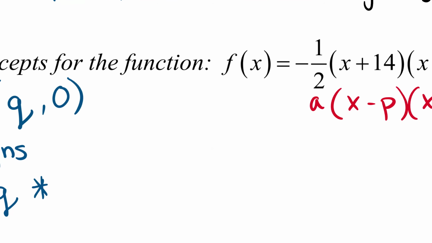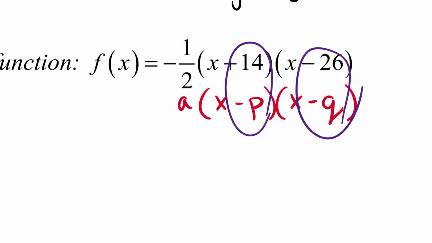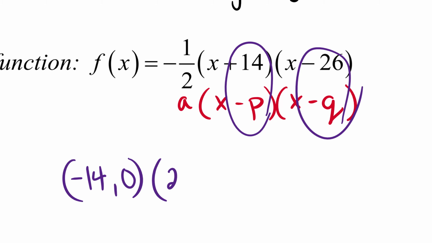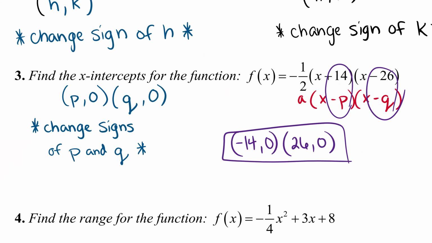That's it. So if I go over here, I have p and q. So if p is plus 14, it'll be (-14, 0). And q is minus 26, so it's just (26, 0). And that's my answer. And that's it. Fairly simple.